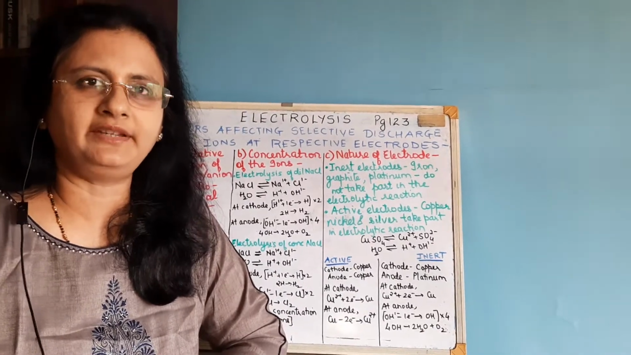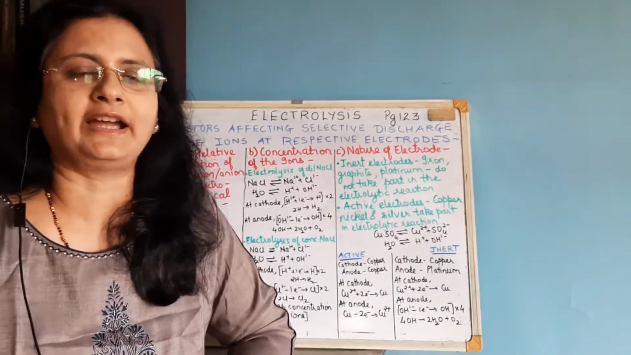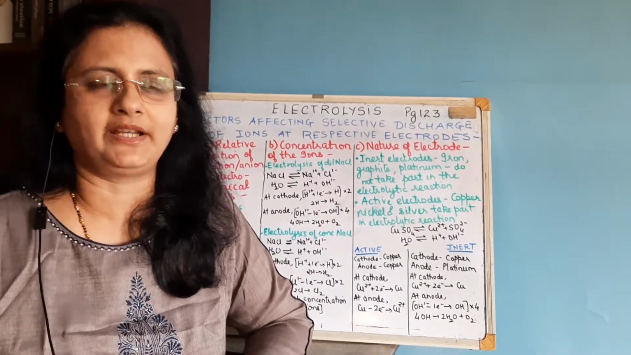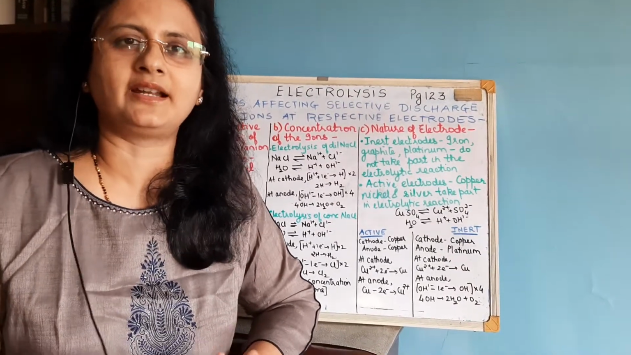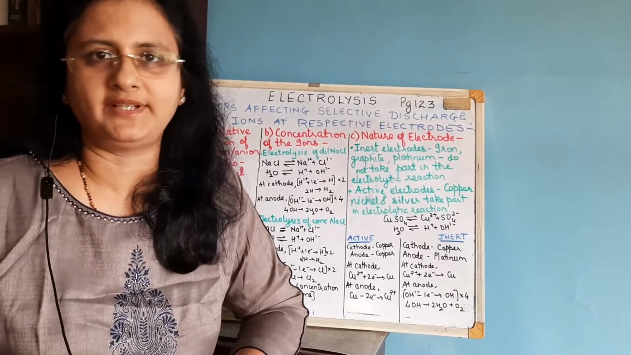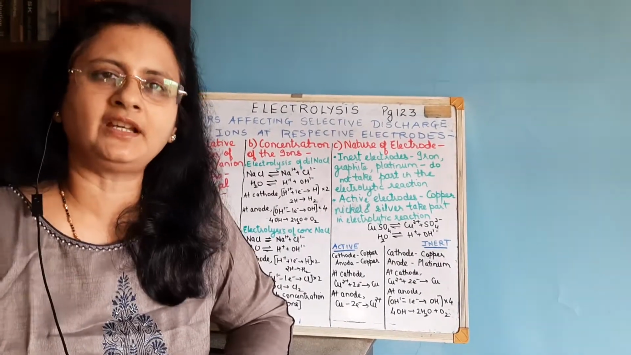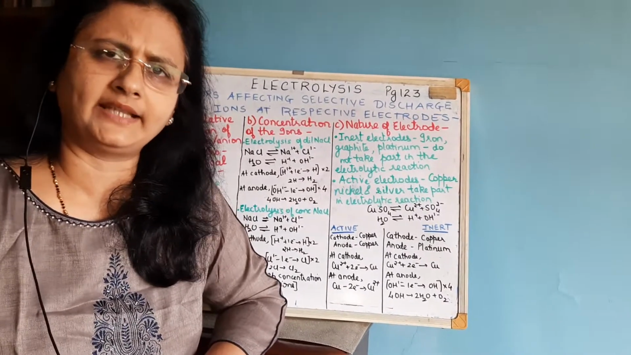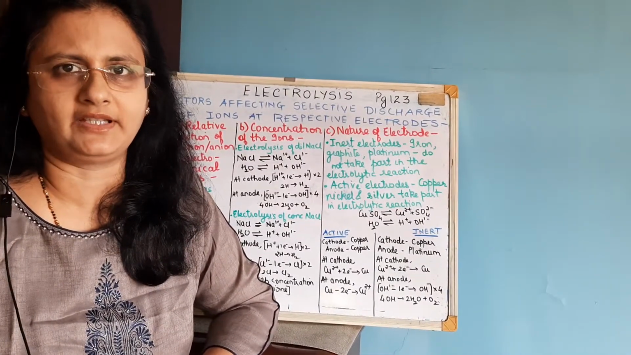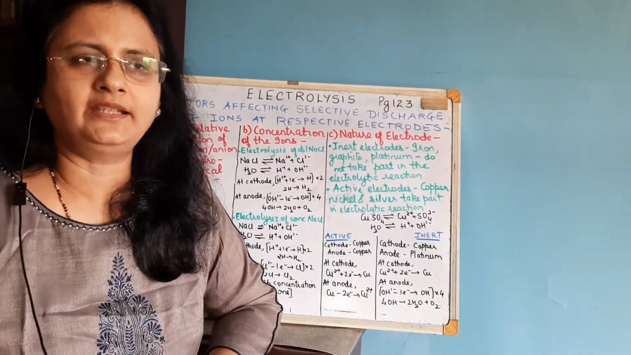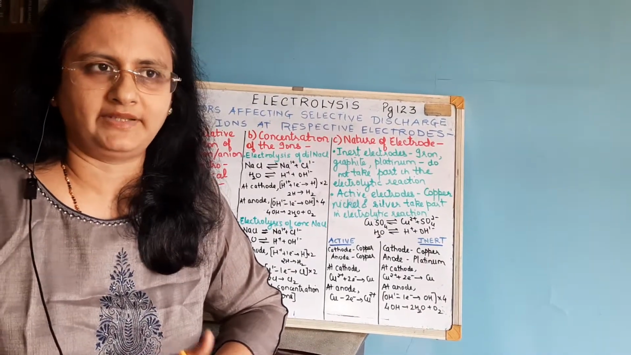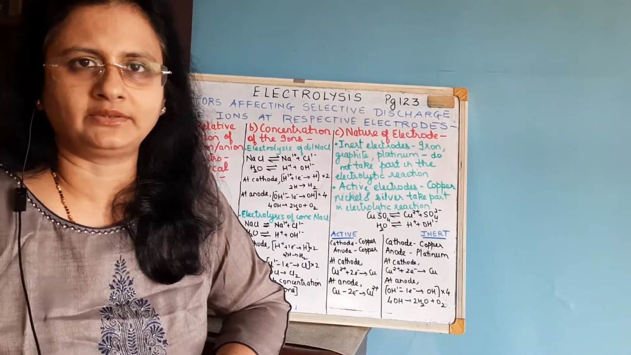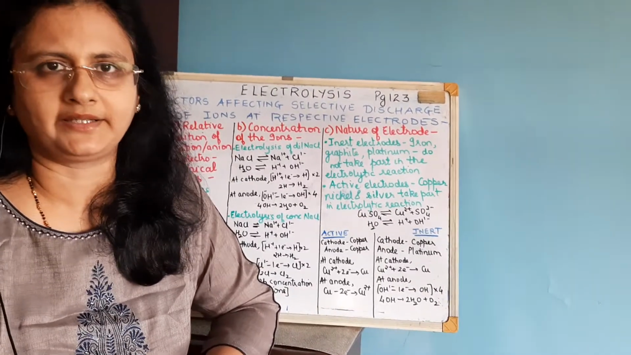Now today we'll have a look at what are called the factors affecting the selective discharge of ions at respective electrodes. First, let us try to understand what we mean by selective discharge of ions. If there are two or more ions, either positively charged or negatively charged, in the solution, positive ions will migrate to the cathode and negative ions, anions, will migrate to the anode.